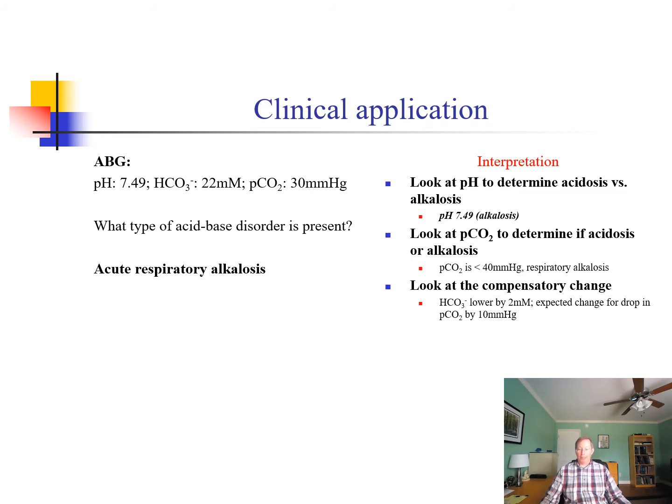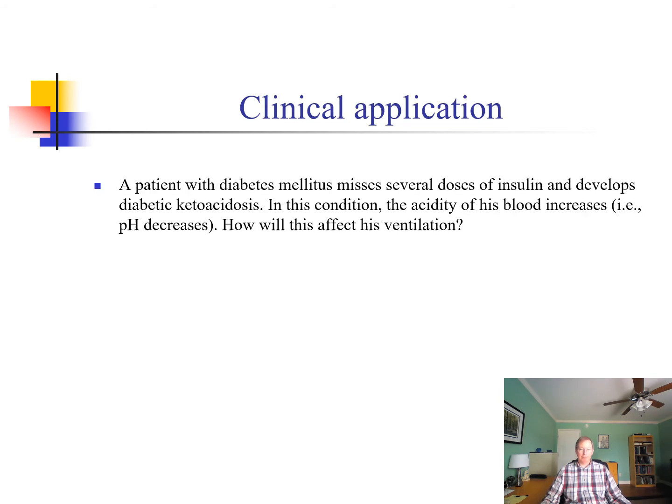So one of the pieces of information that is available to you as a clinician for respiratory issues is the arterial blood gas. The other thing that we haven't talked too much about is the PO2. We'll talk about that in some other problems in just a little bit.